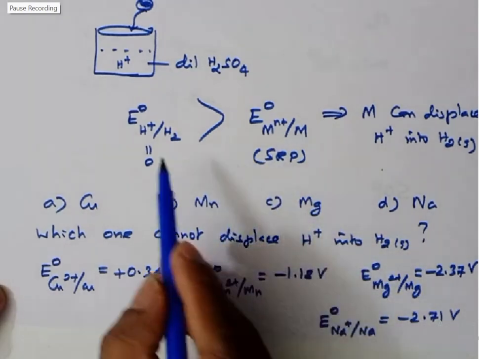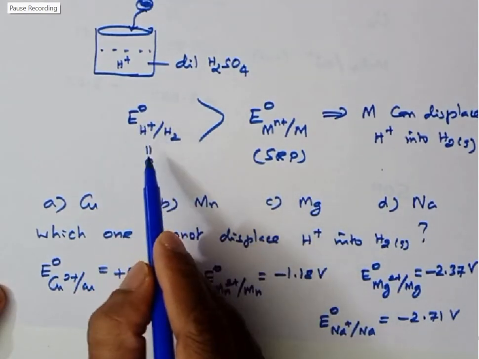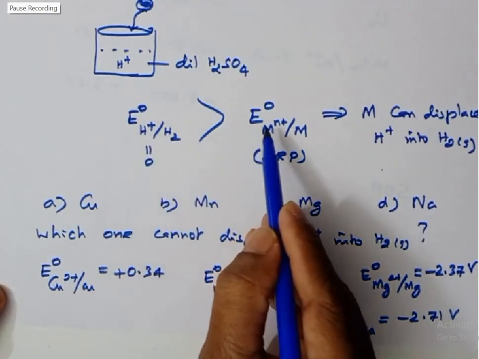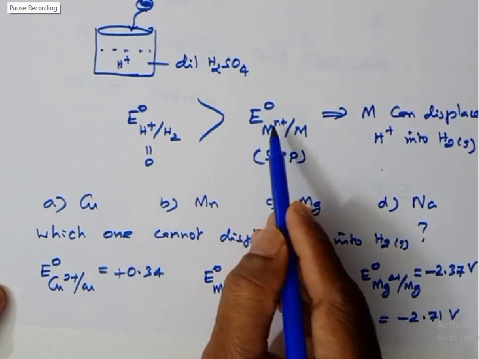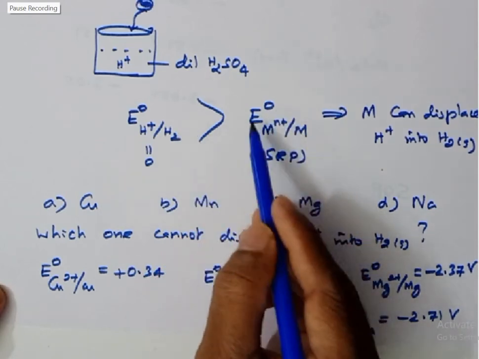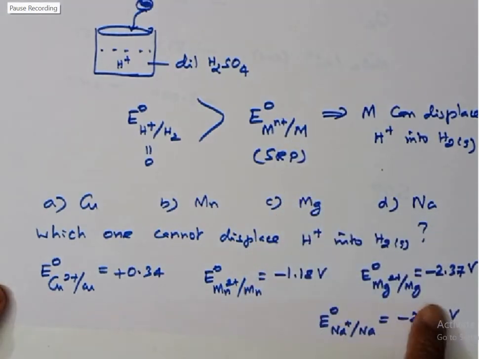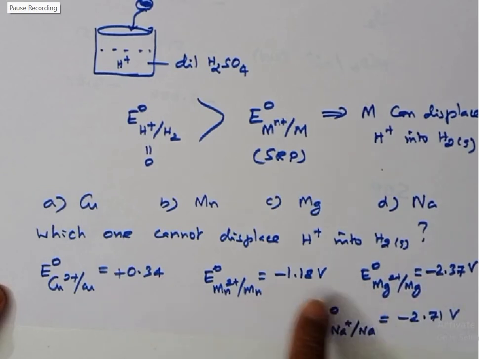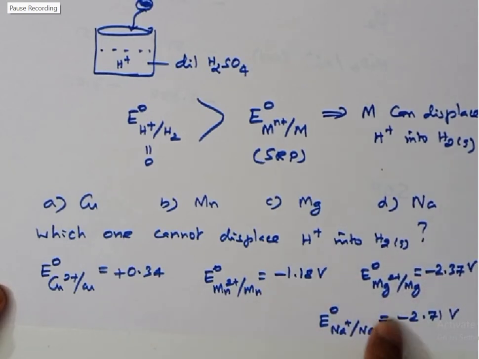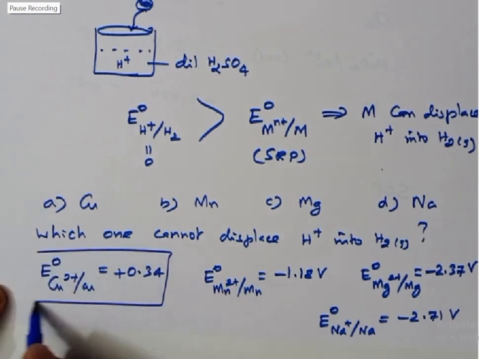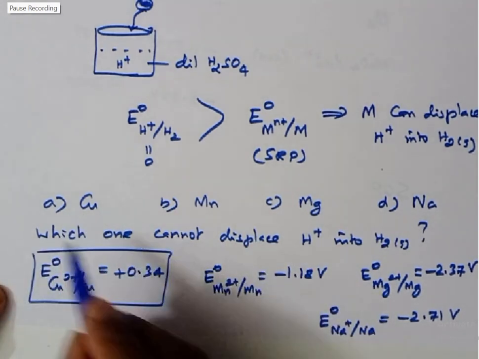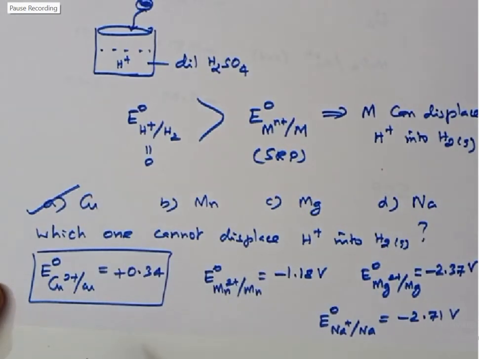See, the SRP value for the hydrogen electrode is 0. Therefore, any metal having an SRP value less than the hydrogen electrode should have a negative reduction potential. Among the four, these three metals have negative reduction potential. That means these metals can displace H+ into H2 gas when you add the metal to dilute sulfuric acid. Whereas copper has a positive value, so copper cannot displace. So the correct option is copper.